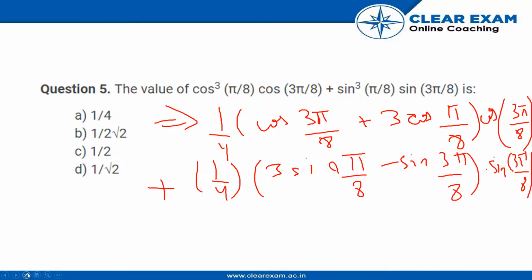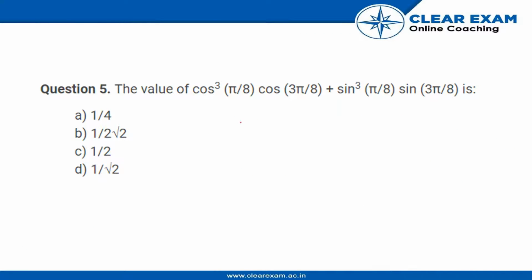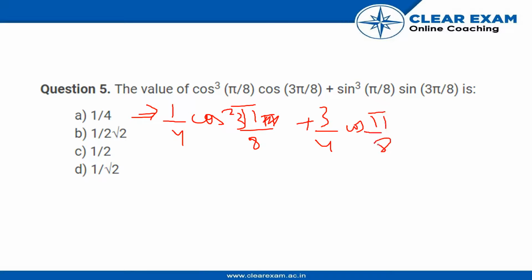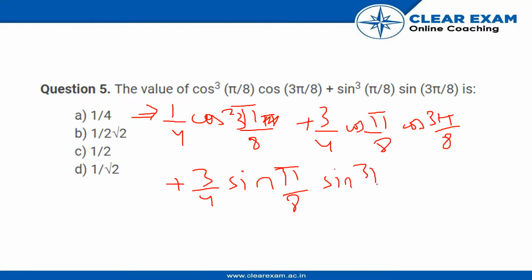So now this will become 1 upon 4 cos square 3 pi by 8 plus 3 by 4 cos pi by 8 cos 3 pi by 8 plus 3 by 4 sin pi by 8 sin 3 pi by 8 minus 1 upon 4 sin square 3 pi by 8.